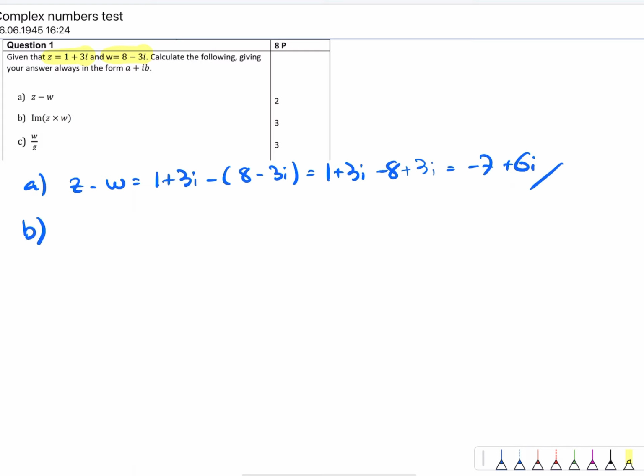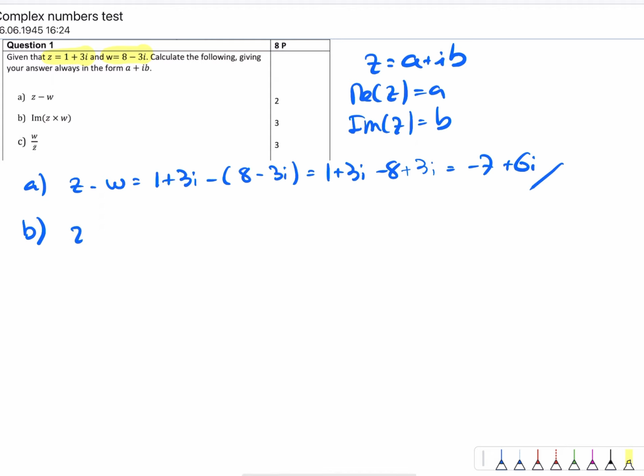Then part B states the imaginary part of z times w. What is the imaginary part of a complex number? When z is equal to a plus ib, we say that the real part of z is a and the imaginary part of z is b. Careful, not bi, just b, okay? Good, so we need to first find the product and then take only the imaginary part of the product.